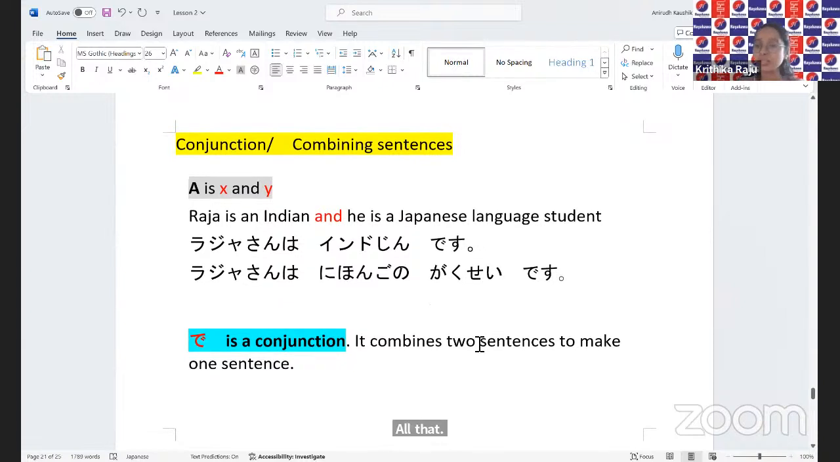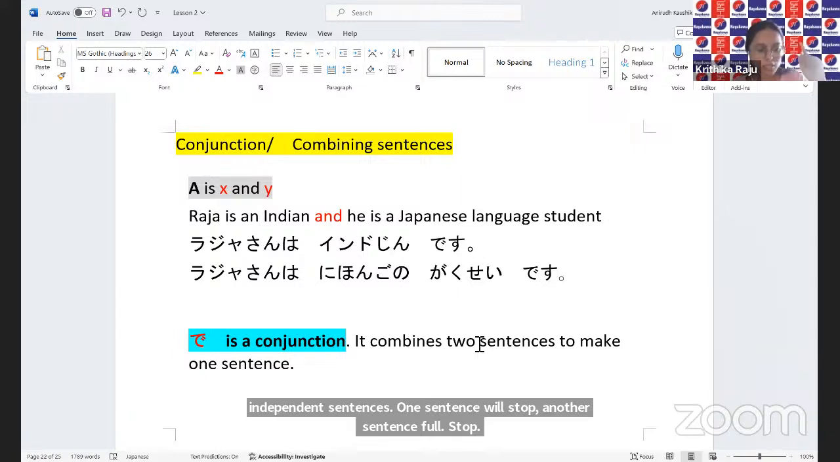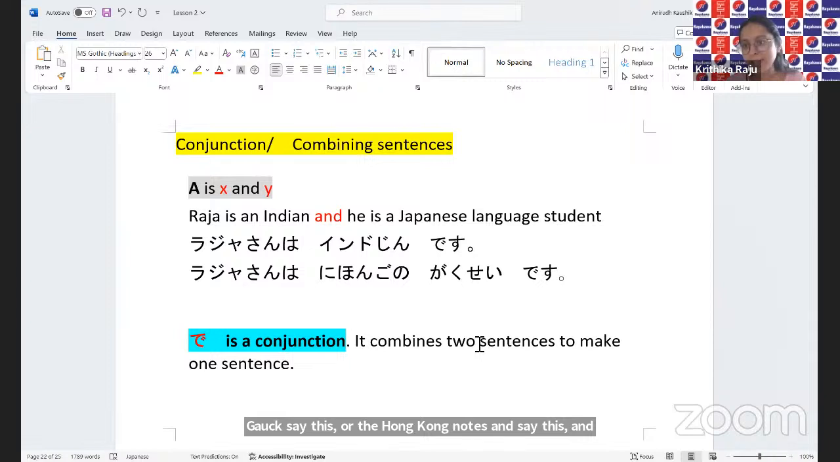Okay, now conjunction. So far, we've been looking at independent sentences. One sentence, full stop. Another sentence, full stop. Like you say, Watashi wa name Kritika desu. And then you say, Watashi wa Nihongo no gakusei desu or Nihongo no sensei desu. And then the next sentence you say, Watashi wa Indojin desu. Okay. So how do I combine these sentences together?